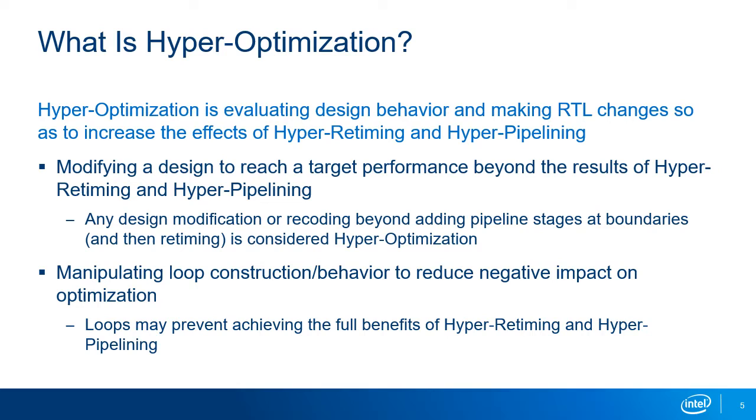But hyper-optimization can also involve explicitly placing registers in locations beyond just I/O and clock boundaries, or in other words, internal locations not targeted by the hyper-pipelining methodologies we discussed in earlier courses like this one.